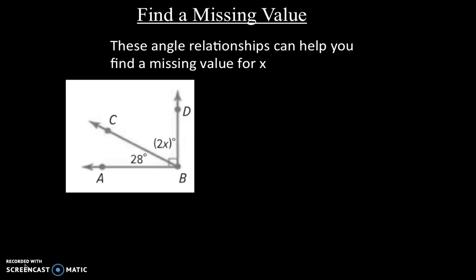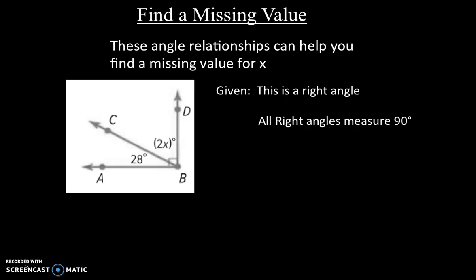Here's one more example where we're going to look for a value for x. This does not tell us the angle measurement, it tells us the value for x. We know that this is a right angle. All right angles measure 90 degrees. We know that 28 degrees plus 2x should be equal to 90 degrees. Now we can just follow through with our algebra and find out that our value for x is 31.